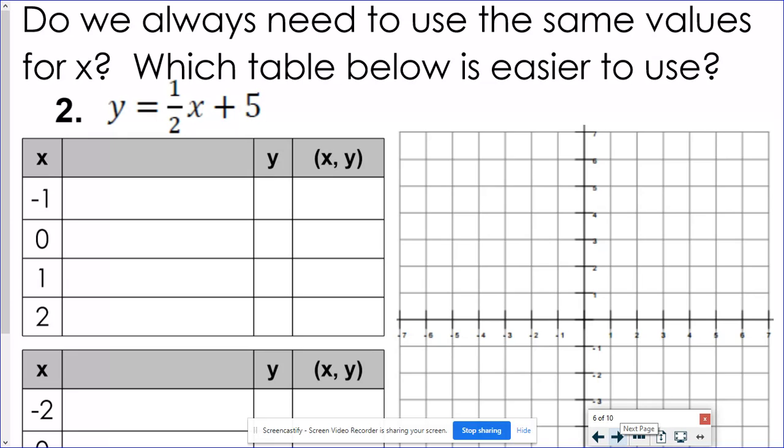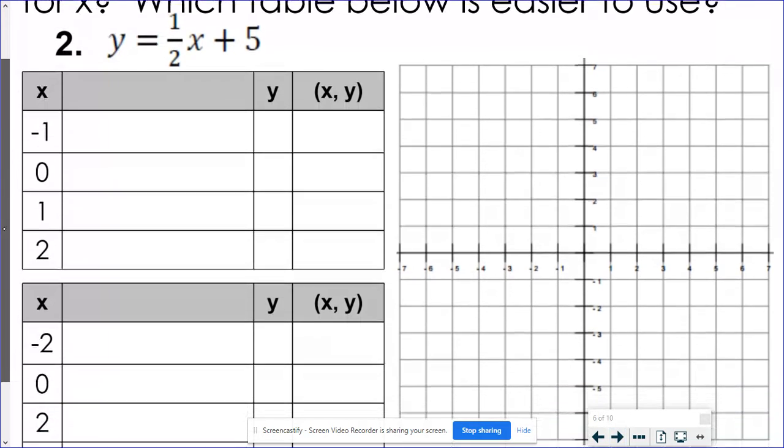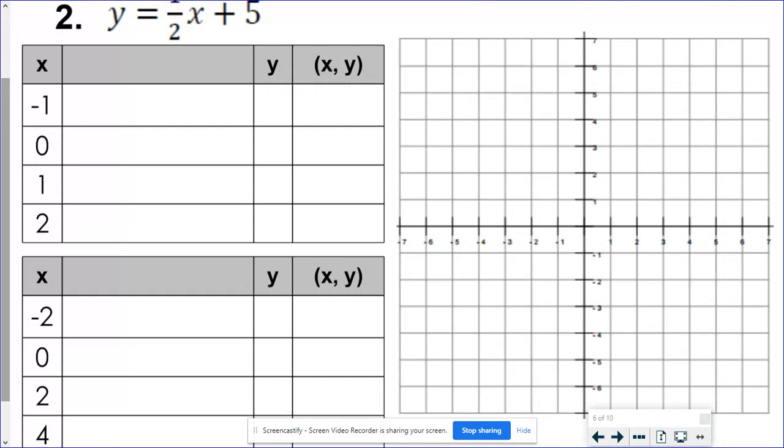Now, for this problem, I would not usually expect you to do one problem twice, but I'm trying to point something out to you. The fact that I've got y equals 1/2 x plus 5, the fraction in there is what can make this sometimes a little tricky. So I don't always need to use the same x values. Let me write this in here first. I had y equals 1/2 x plus 5.